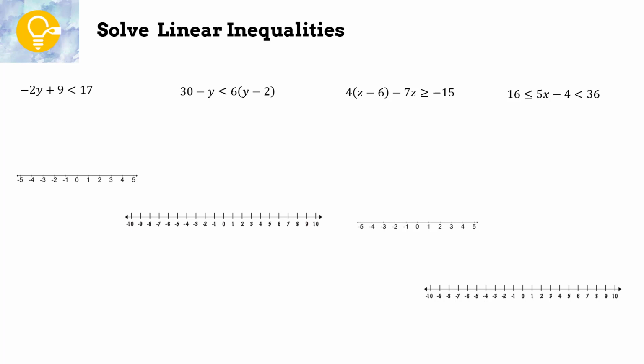So the first one is negative 2y plus 9 is less than 17. We want to get rid of the plus 9. The opposite of adding 9, subtracting. When we do that, we end up with negative 2y is less than 8.